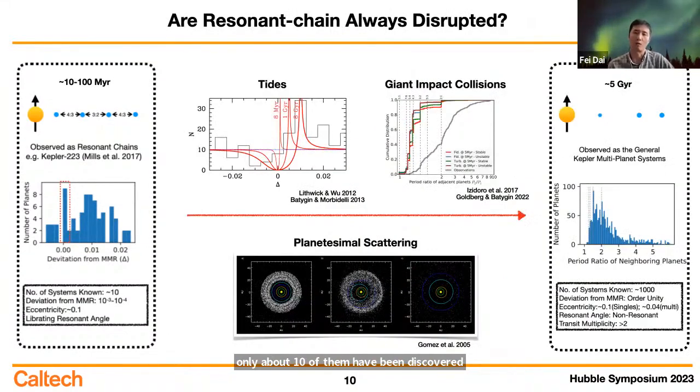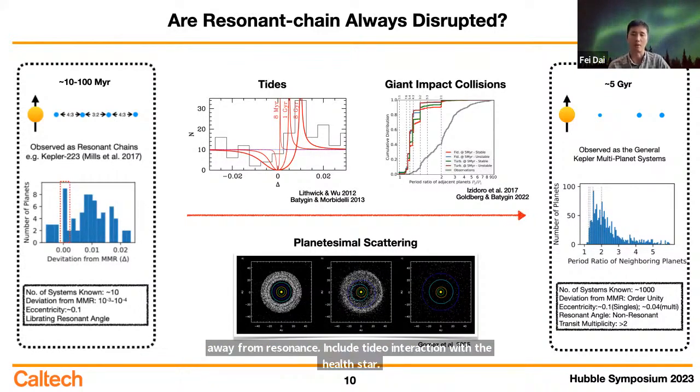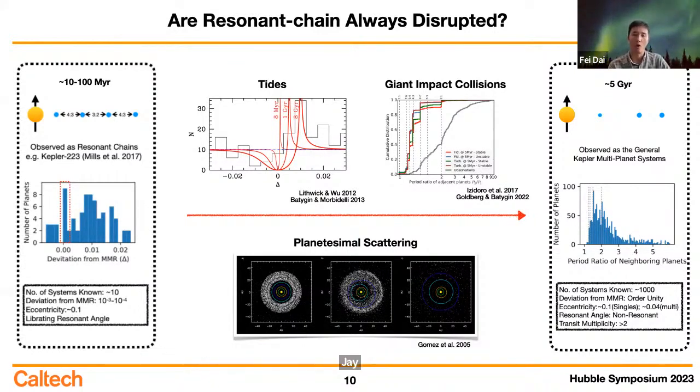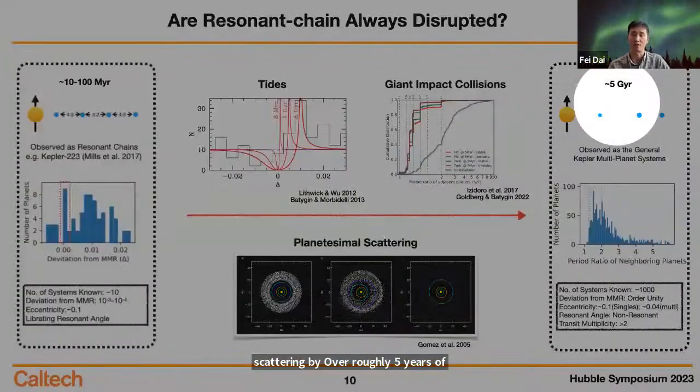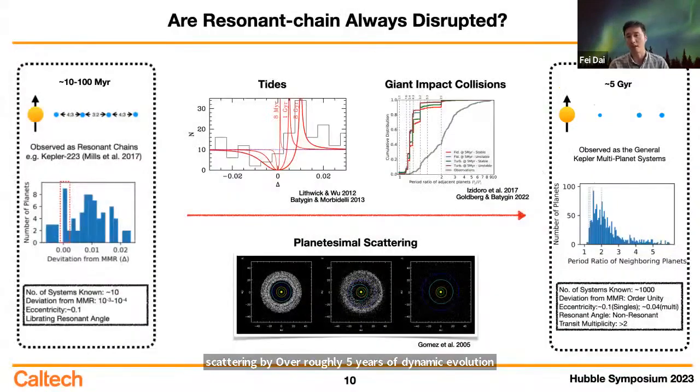The question is, are resonant chains intrinsically rare, or are they routinely produced by planet migration, but later disrupted by dynamical evolution? Some proposed mechanisms for driving a planetary system away from resonance include tidal interaction with the host star, giant impact collisions among the planets, as well as scattering by planetesimals. Over roughly 5 billion years of dynamical evolution, which, by the way, is the median age of the Kepler sample, these dynamical processes could disrupt any initial resonance produced by this migration.